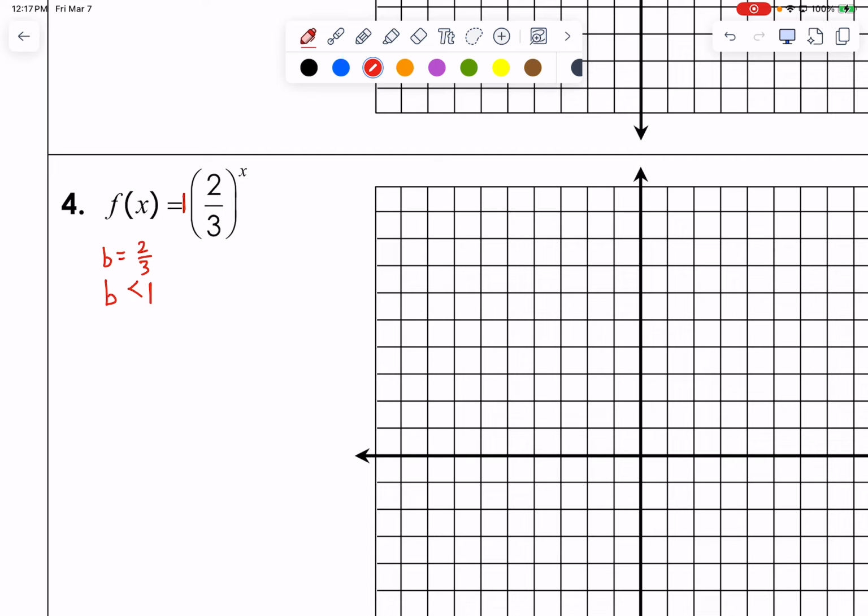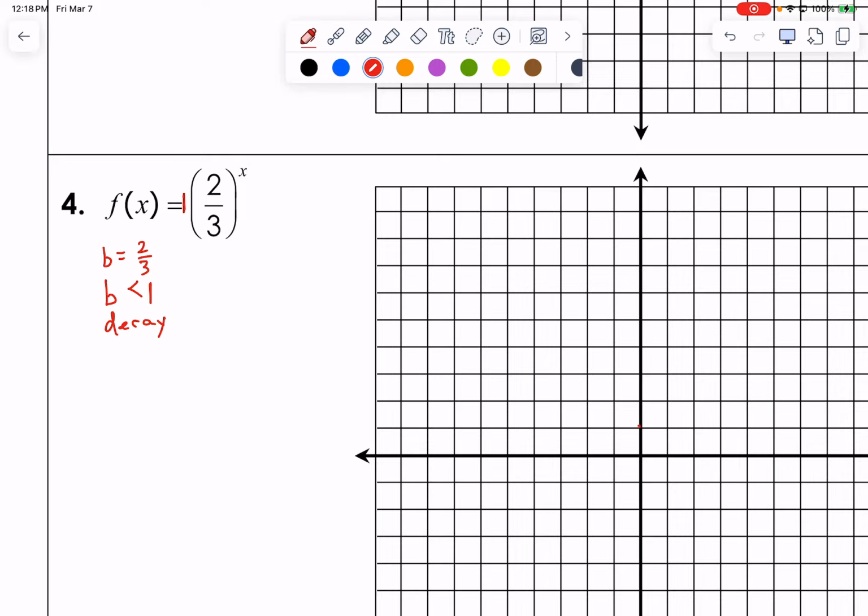All right, who thinks they have it? All right, first of all, let's decide: 2/3, is that bigger than 1 or smaller than 1? Good gravy, people. It's a fraction. If the numerator is smaller than the denominator, it is definitely between 0 and 1. The only time the fraction's bigger than 1 is when the numerator is bigger. Okay, so definitely smaller. All right, so it's decay. So we already know it's going to be an L curve.